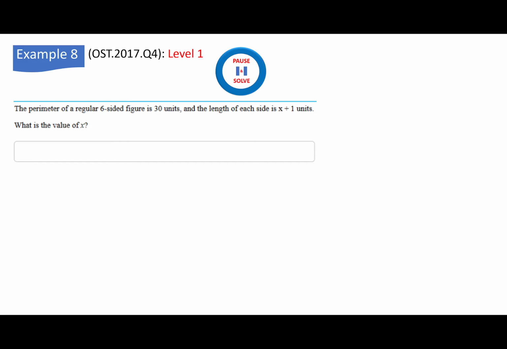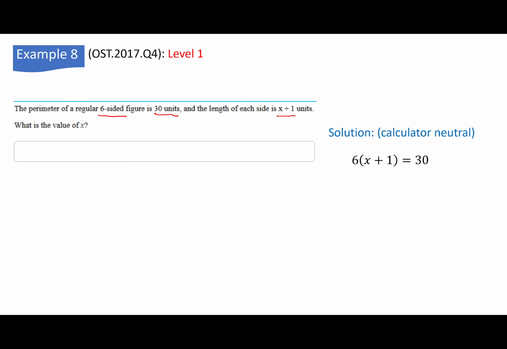Example 8. The perimeter of a regular six-sided figure is 30 units total, and the length of each side is x plus 1 unit. What is the value of x? This is a very easy question. So 6 times x plus 1 is equal to 30. Now you can use the distributive property here, but it's easier if you divide both sides by 6. I prefer that kind of thing, okay? You divide both sides by 6. You get x plus 1 is equal to 5, and obviously x is 4.